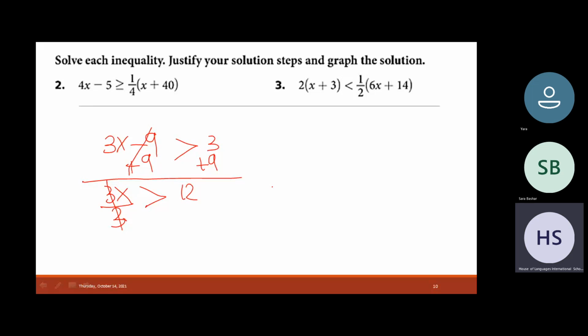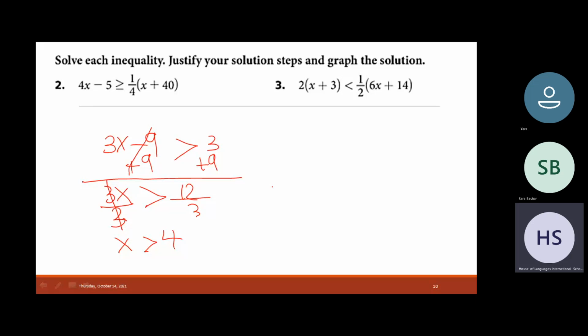Okay? If you divide this side by 3, to which number should you divide here? What's your name? Yasmin. Yes, Yasmin. If you divide here by 3, what do you have to do here? Divide by 3. Bravo. Then here what do we have? X is greater than what? 4.